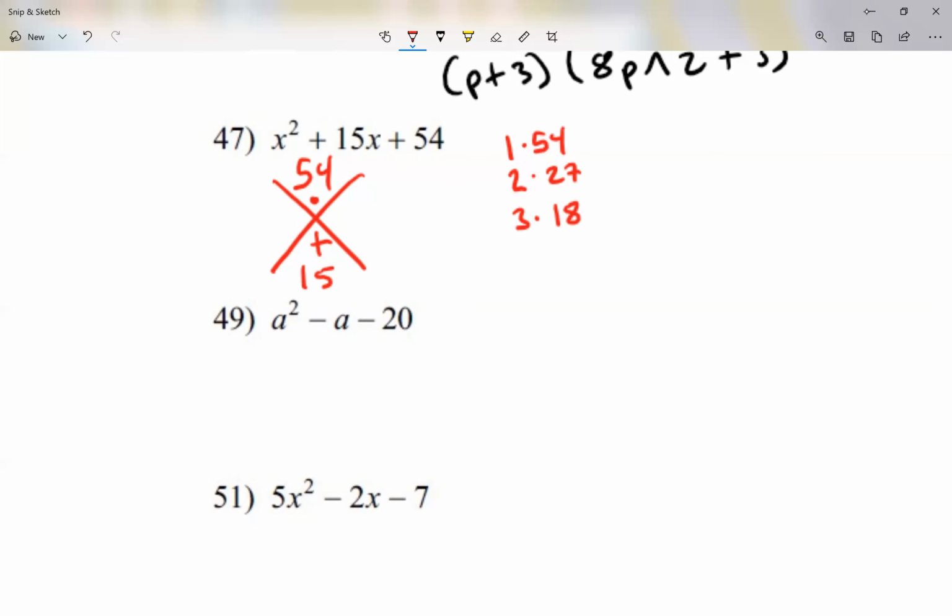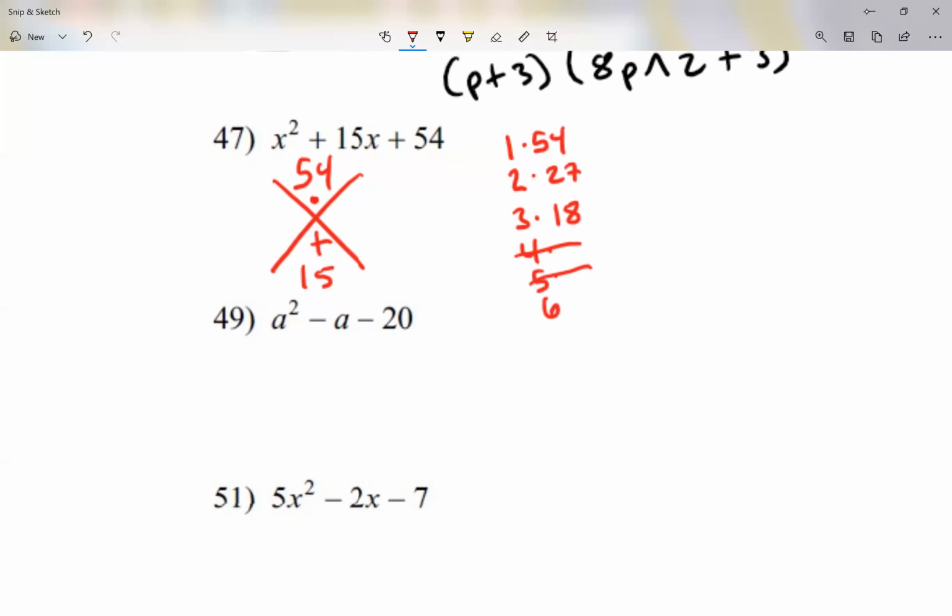All right, so I continue. Then I say, well, what about 4? Because I'm looking at all my possible factors of 54. 54 divided by 4 gives me a decimal. Okay, so this one doesn't work. How about 5? 54 divided by 5 gives me a decimal. Okay, so that one doesn't work either.